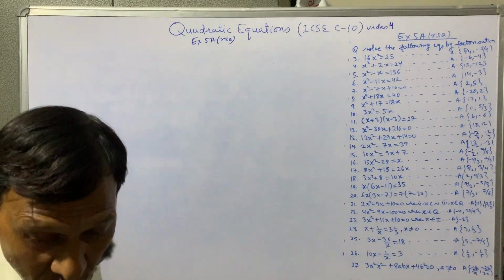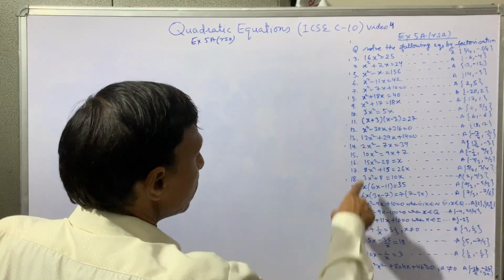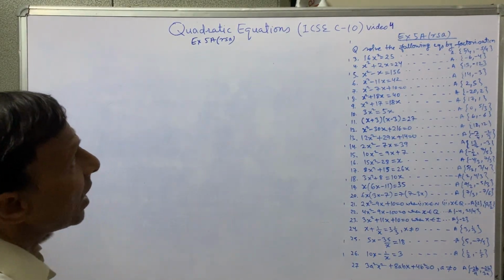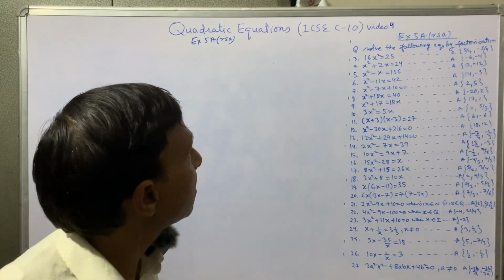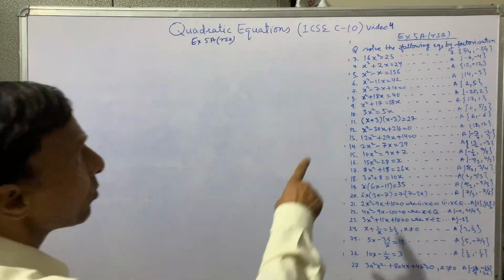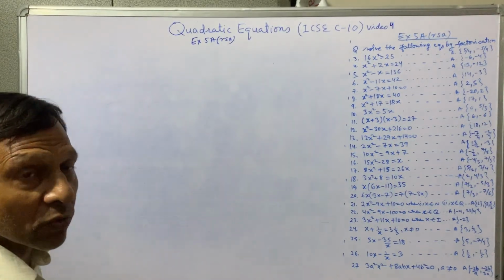So what is the question there in the RSA book? Question number 3 to 27, we will solve. All of these cover which method? a dot b is equal to 0, that means the zero product rule. These all belong to the zero product rule category.